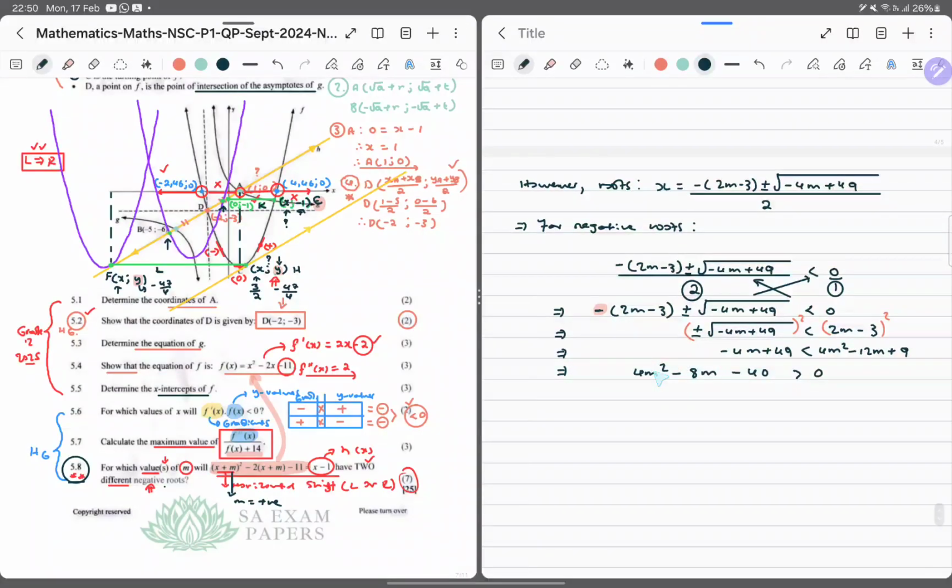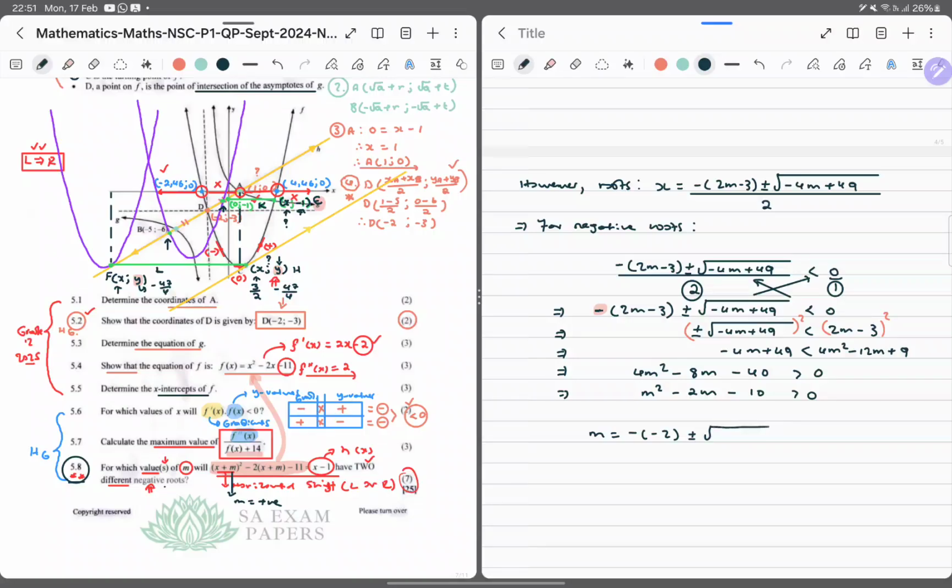Now, we can see this is a quadratic, right? But now, this quadratic, okay, we can divide by 4 first. So this is going to be m squared minus 2m minus 10 greater than 0. But now we can't factorize here. It forces you and I down the quadratic formula route. So we can say m here is going to be equal to minus, this time I'm going to just jump in as well.